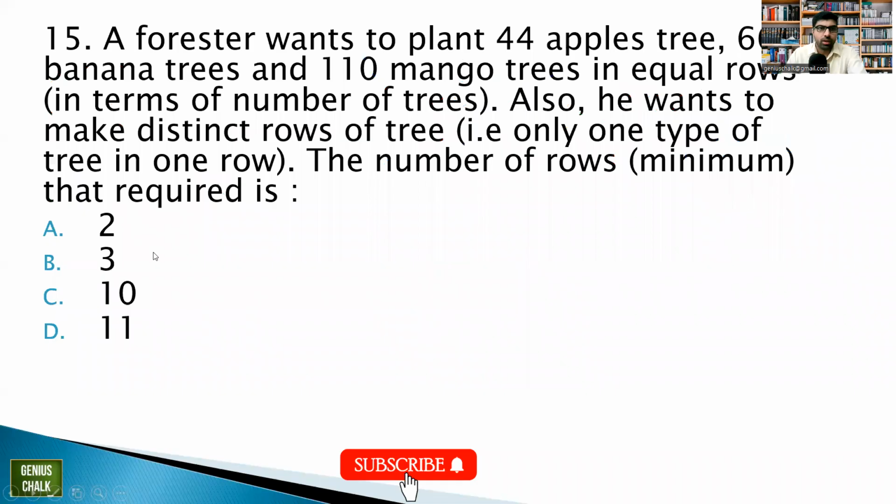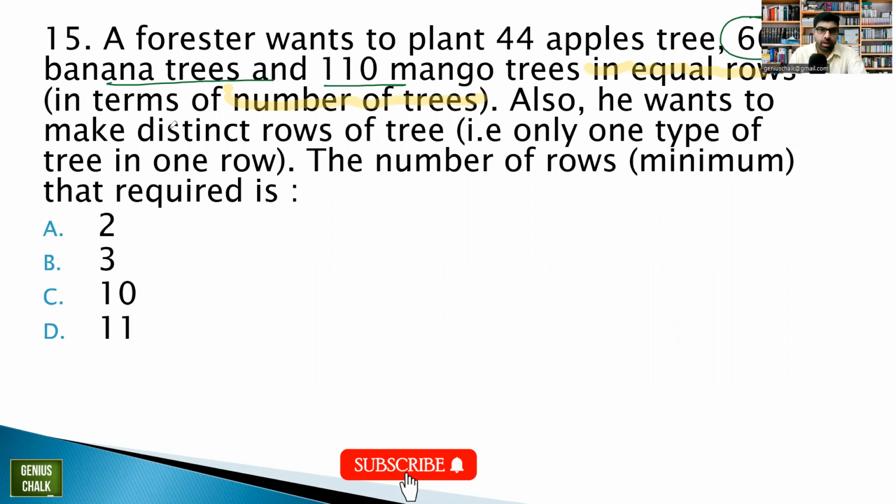Next question. A forester wants to plant 44 apple trees, 66 banana trees, 110 mango trees in equal rows. Now, please highlight this word equal, just to understand it properly, because from here you will learn the next concept: equal rows in terms of number of trees.